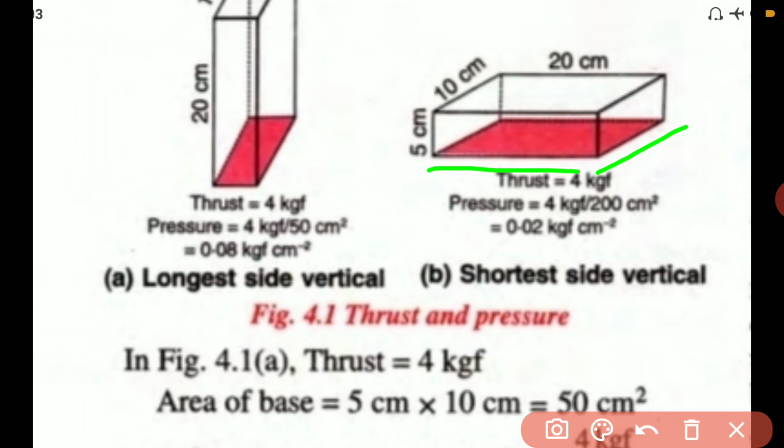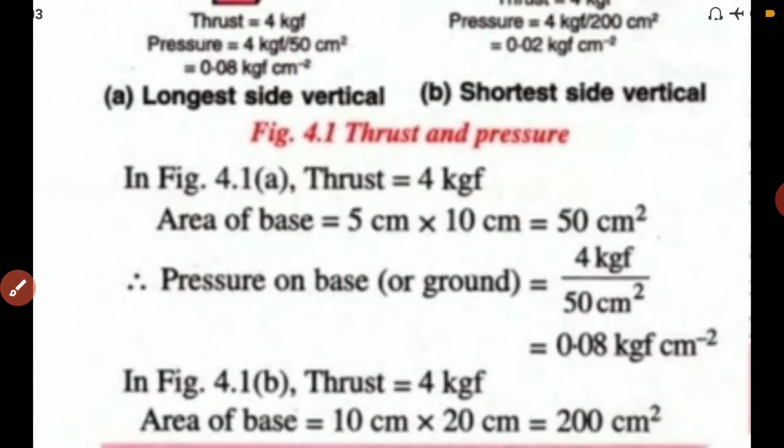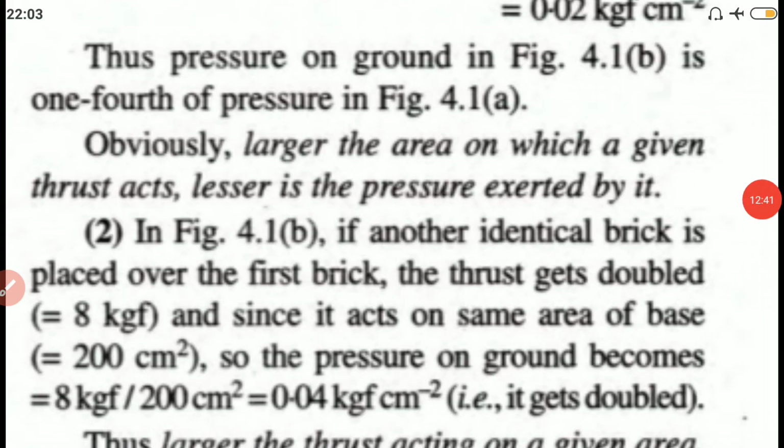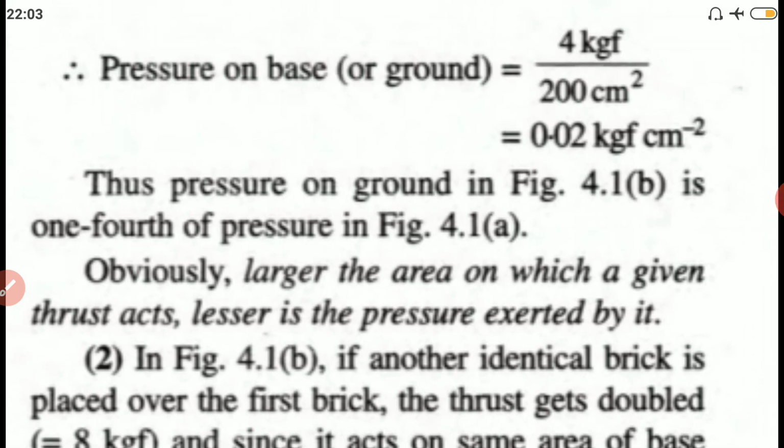There were 3 figures. Let us see, after calculating using the same method, how much we should get. We got the area as 200 centimeter square, so the pressure on the ground in figure 4.1b, after calculating, is 0.02 kgf per centimeter square. You can see the pressure in the second case is less because the area is more. Obviously, the larger the area on which a given thrust acts, the lesser is the pressure exerted by it.